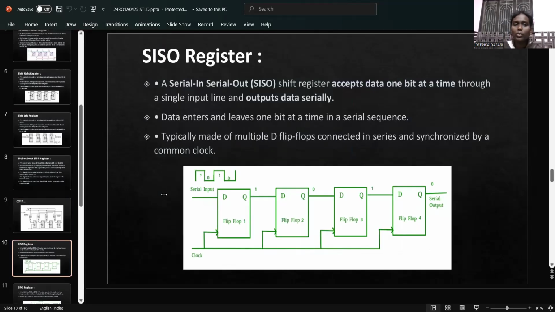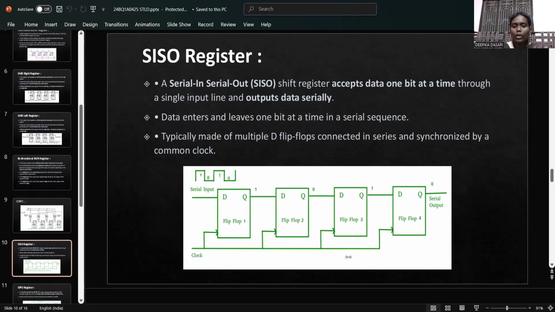Now we are going to discuss the four types. At first, SISO, which is a serial in, serial out shift register that accepts the data 1 bit at a time through a single input line, and outputs data serially, that is, one output at a time. The data enters and leaves 1 bit at a time in a serial sequence, typically made of multiple D flip-flops connected in series and synchronized by a common clock.